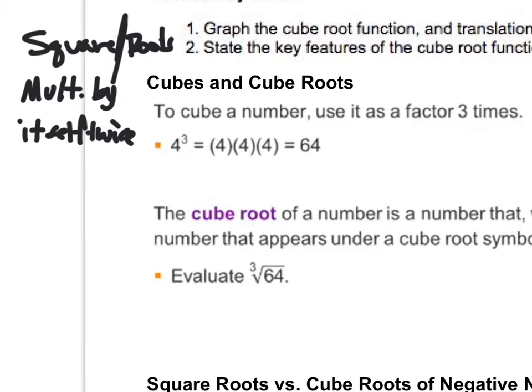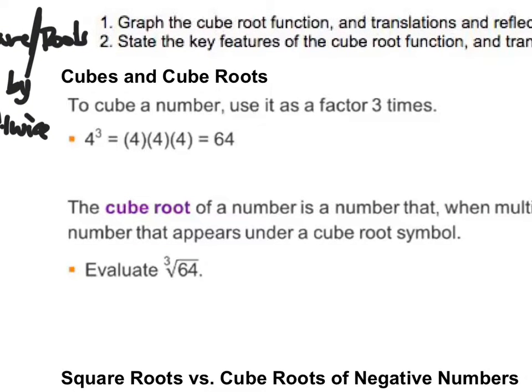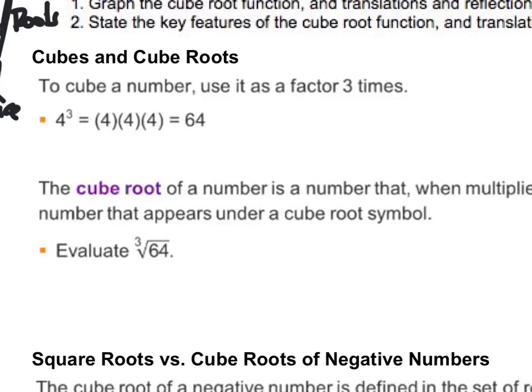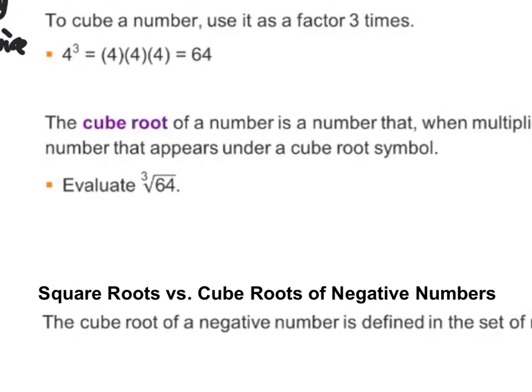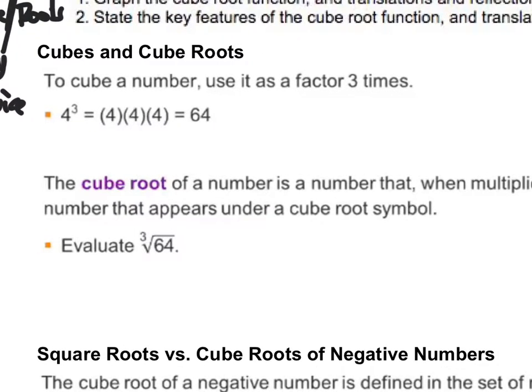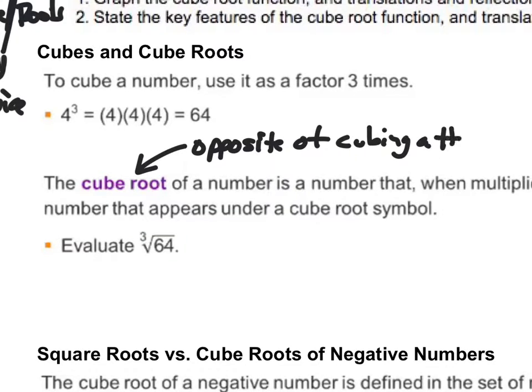When we're talking about cube and cube roots, that means that you're multiplying a number 3 times. So 4 cubed means you're taking 4 times 4 times 4, which is going to give you 64. And then the cube root is the opposite of cubing a number. And cubing a number is what you did up here, multiplying it 3 times.